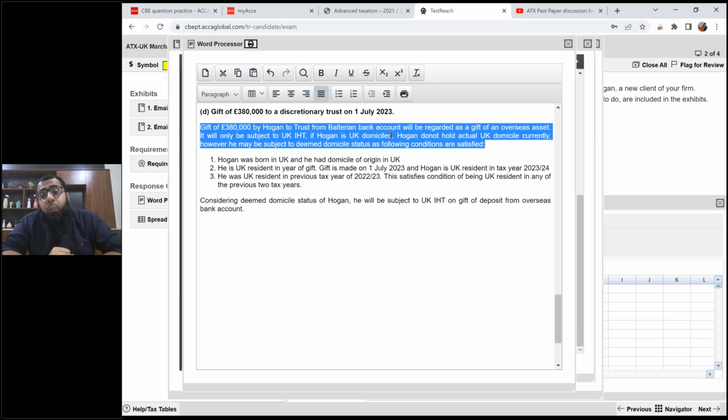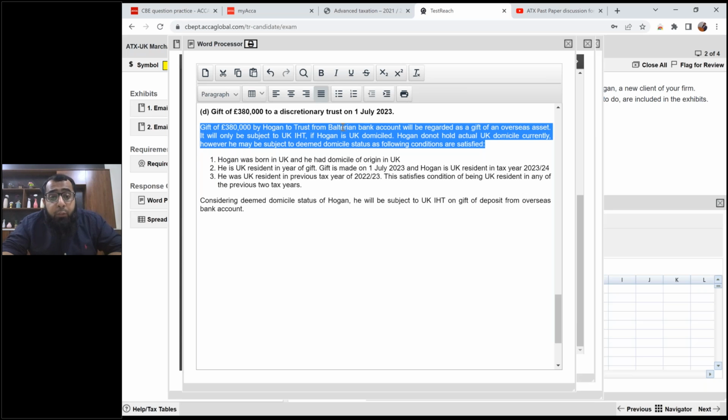Okay, one student is asking, sir, why are we not talking about remittance basis? Remittance basis is an issue of income tax and CGT. We are currently talking about IHT. What are you doing? It's just 1 week to the exam. You shouldn't be making such a mistake. We are talking about IHT status. In IHT, the IHT will only apply if you are a UK domicile holder. Yes, all the conditions have to be satisfied.